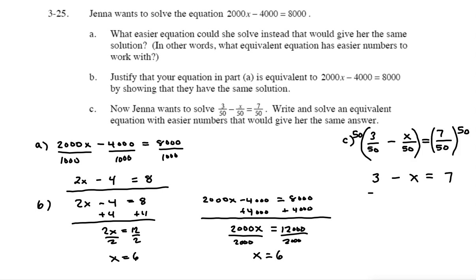We could go ahead and solve it. And we get the opposite of x, or negative x, equals 4, which means that x would have to equal negative 4. That's a much easier way to solve this equation than taking it here and looking at your fractions.